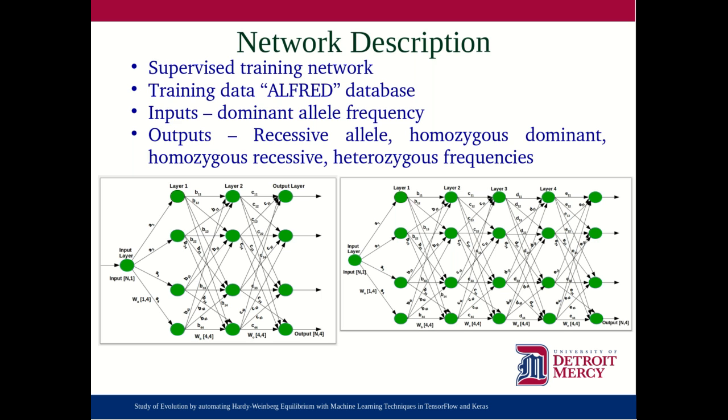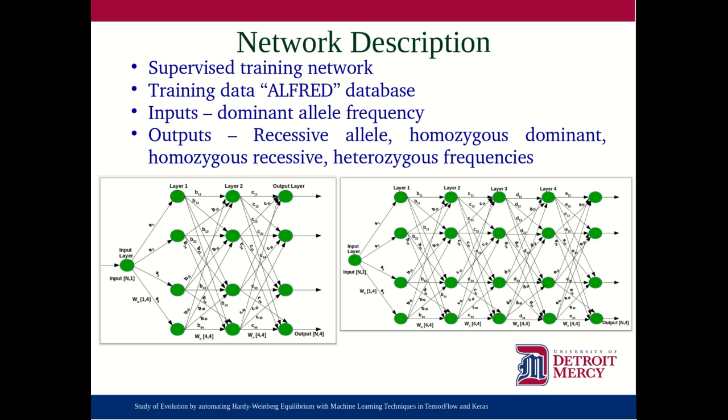Moving on to the network description, the network is modeled as a supervised training network where a set of inputs and outputs from the ALFRED database serves as training data. The dominant allele frequency serves as the input and the corresponding outputs are the frequency of the recessive allele, the homozygous dominant, the homozygous recessive, and heterozygous frequencies. Two networks are designed to create the model, the former being a network with two hidden layers and the latter being a network with four hidden layers as shown in the video.